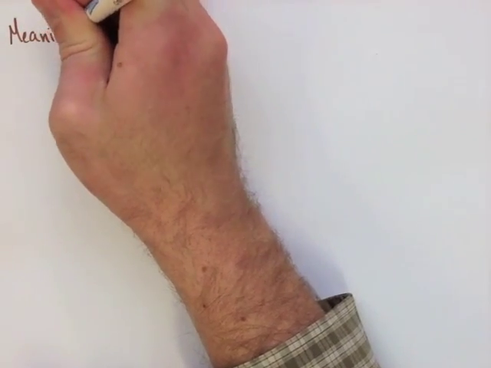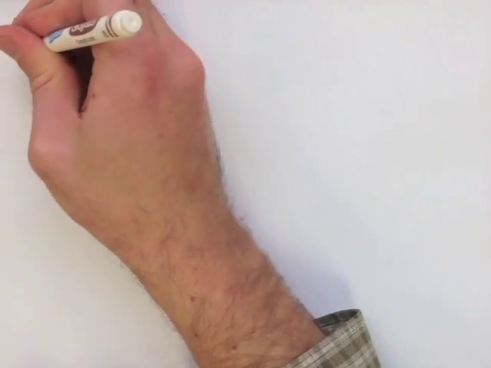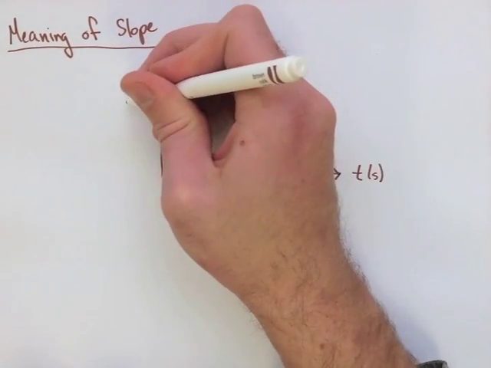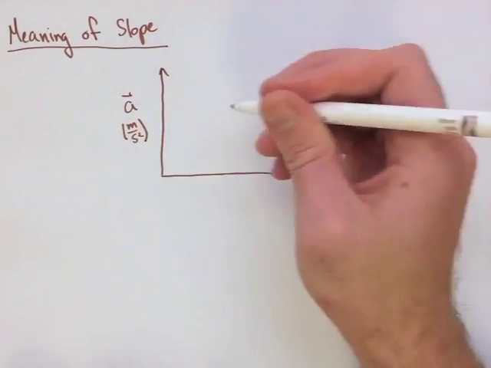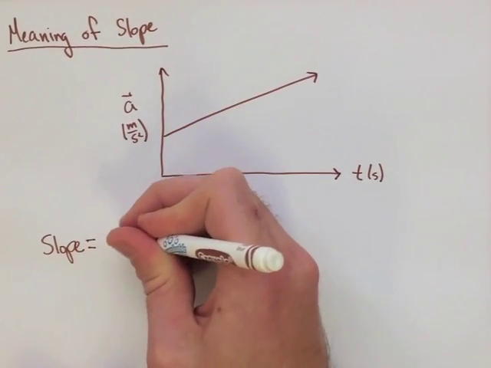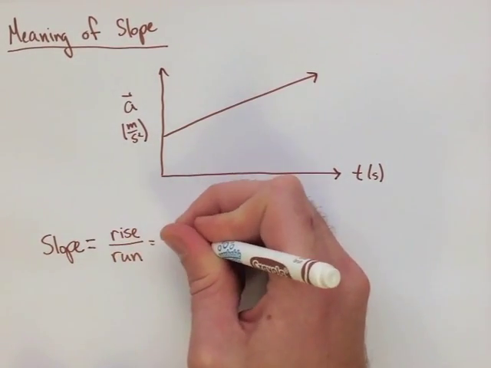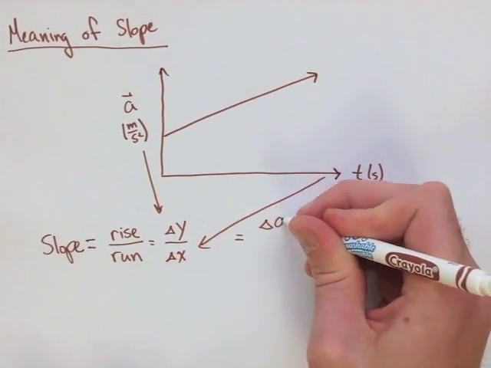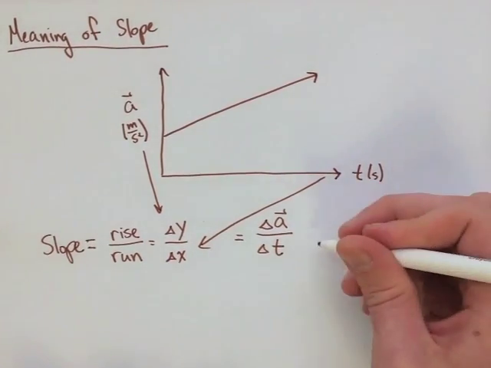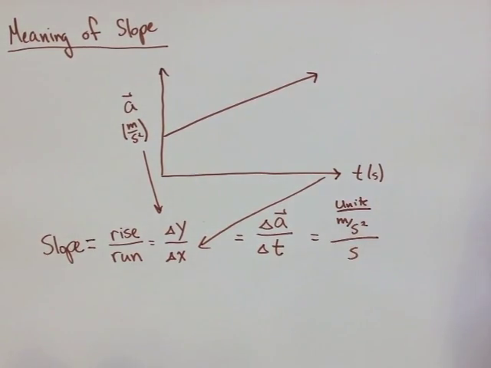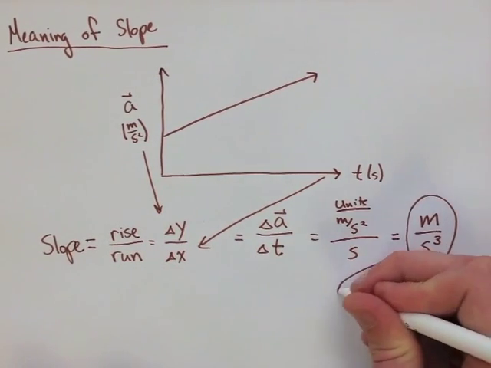We're now going to look at the meaning of the slope for an acceleration time graph, just like we have with the last two sets of graphs. So we're going to have our acceleration and our time and then some line. The slope, again, is going to be equal to the rise over run, which is equal to the difference in the y over the difference in the x. Now in this case, we have acceleration for our y and time for our x. And then when we look at the units here, we actually get meters per second squared over seconds, which is meters per second cubed. And that's actually called the jerk of an object.